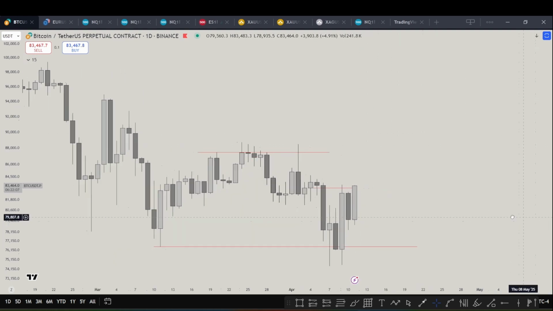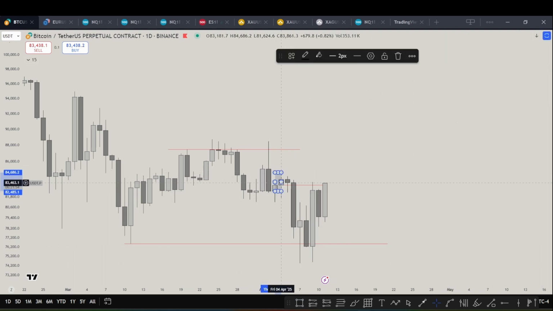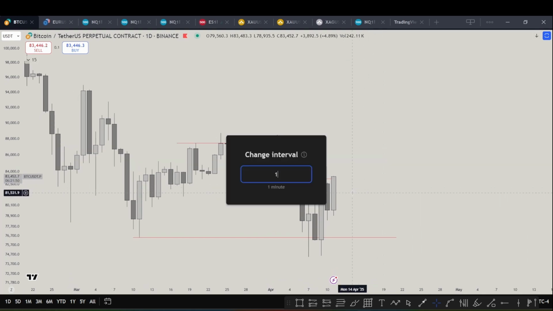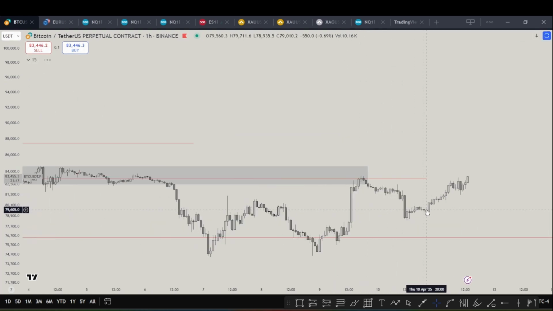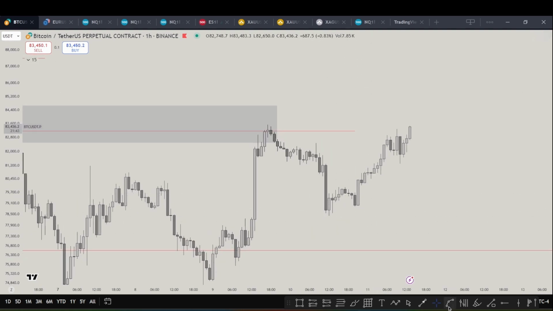So this was the day which I took the trade. This was the 10th of April, and price was reacting from this order block. You can see, let me mark it. Price was rejecting from this order block, and on the hourly time frame, let me open the hourly time frame.